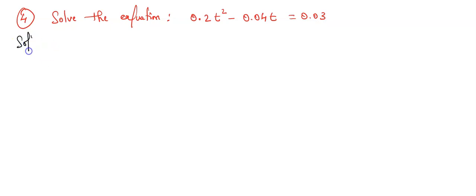See children, how to solve this problem? Very simple. First you take the steps as it is. 0.2 t square minus 0.04 t is equal to 0.03. Children, I just like to tell you one thing. See here, after the point, how many digits are there? 1 digit, that is 2. Here after the point, how many digits are there? 2 digits. Here after the point, how many digits are there? 2 digits. So which is maximum?